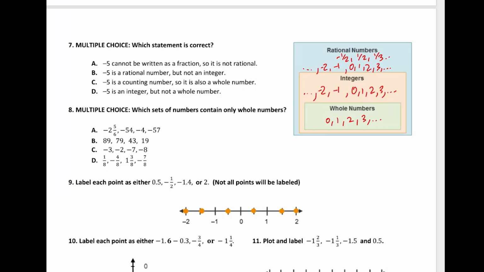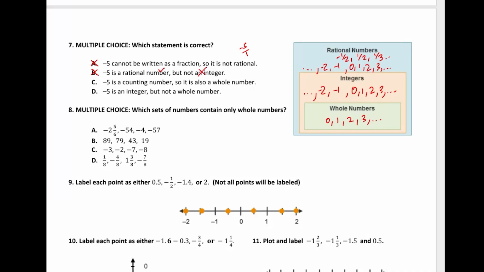So 7 says, which statement is correct? A says -5 cannot be written as a fraction, so it's not rational. That's just plain false. We can write that as -5/1. Number 5 says -5 is a rational number. That's true, but not an integer. That's false. It is also an integer. So this part's true, but not this part.